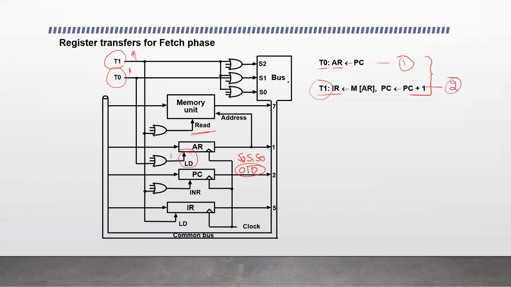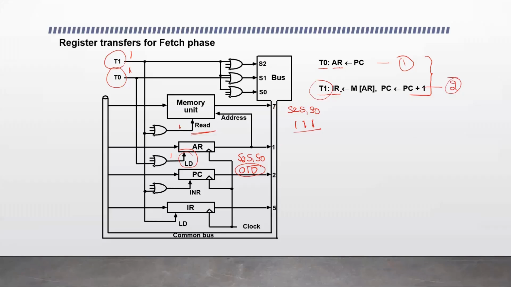So when T1 is active, when the value of T1 is 1, this OR gate generates 1 and this read input will be active. When this read is enabled, the content of memory will be placed onto the bus by enabling this. The selection inputs S2, S1 and S0 are 1, 1, 1. This is 7. The input 7 to the bus is memory output. So by setting S2, S1, S0 to 1, the instruction is placed onto the bus and it gets transferred to IR.